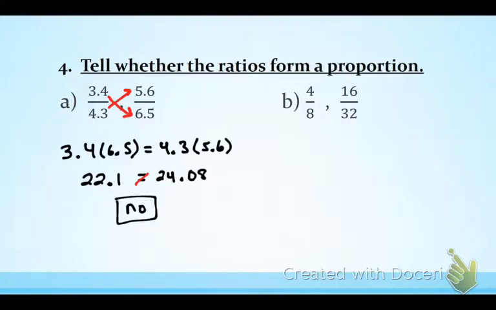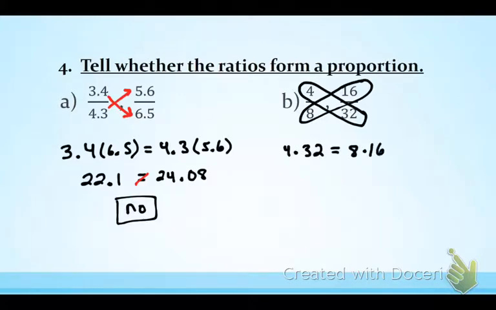Jakari, what should I multiply by? 4 multiplied by 32. Okay, and 8 multiplied by 16. All right, 4 times 32 equals 8 times 16. What do you get? 128 equals 128, so your answer is yes. Great job. They do form a proportion because they are equal to each other.